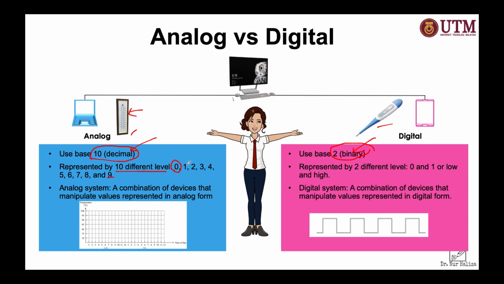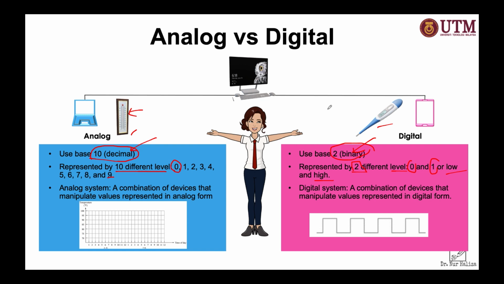So we have 0, 1, 2, 3, 4 until 9, but there are only two different levels for digital, which are 0 and 1 only, represented as low and high, or sometimes, later on, you can see it as on or off. So there are two levels only for digital.